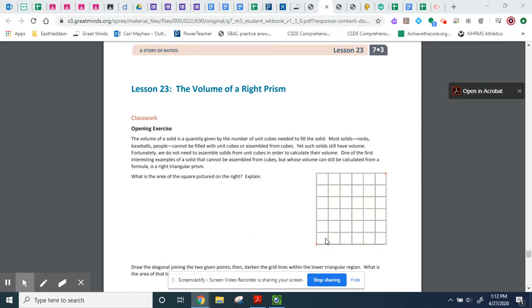What you guys are probably most used to is using the equation length times width times height, because there's three different dimensions for a rectangular prism. And that's what the opening for lesson 23 actually has us do. We know that we can find the area of this by either counting all the squares, but that takes a lot of time, especially the bigger the square or the smaller the squares are. But what we can also do is multiply the length times the width. We've got a length of 1, 2, 3, 4, 5, 6, and a width of 1, 2, 3, 4, 5, 6. Therefore, the area of this square is 36. Right, 36 square units.